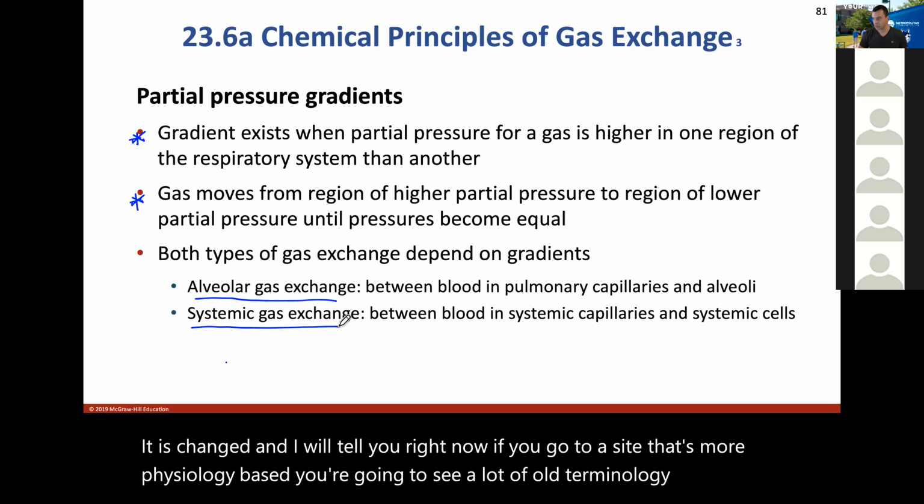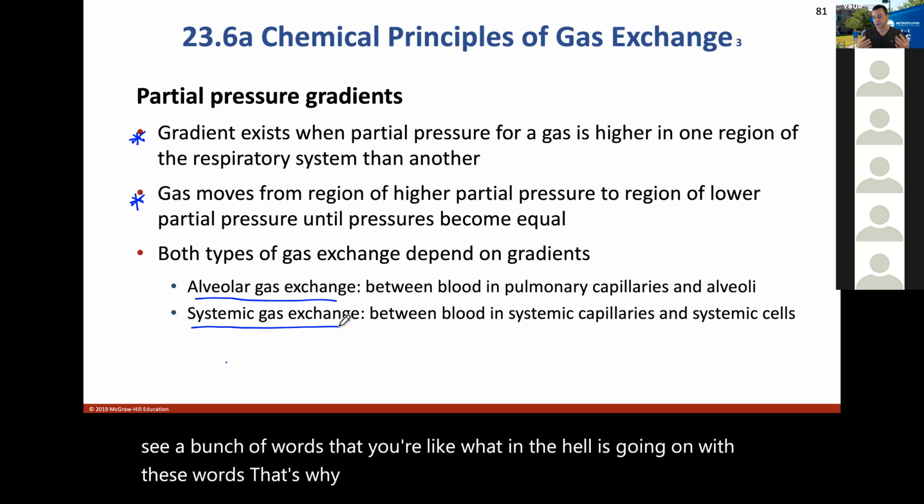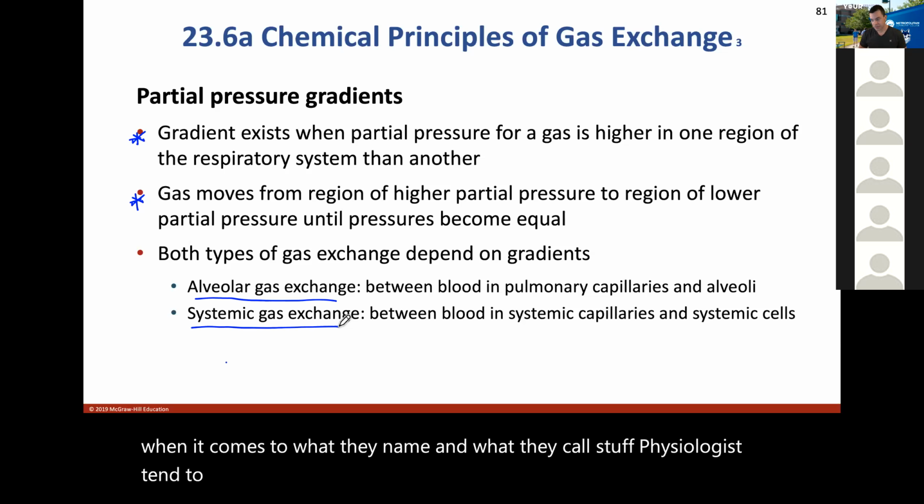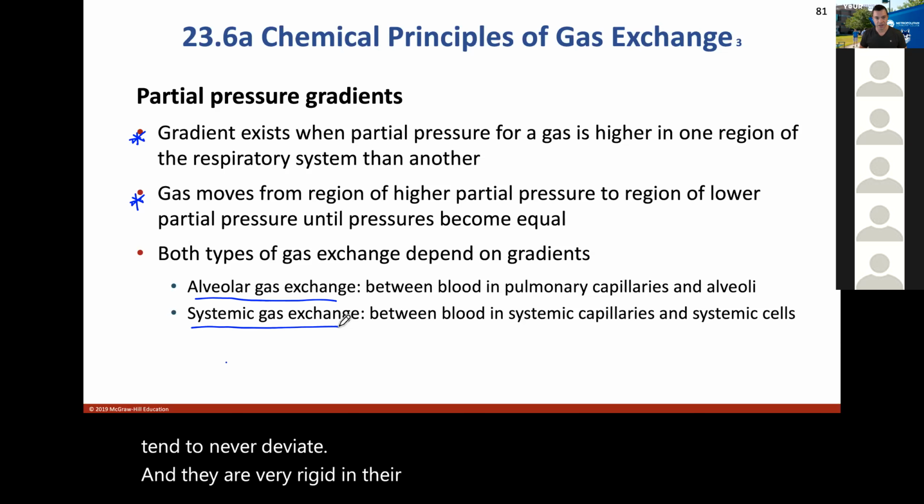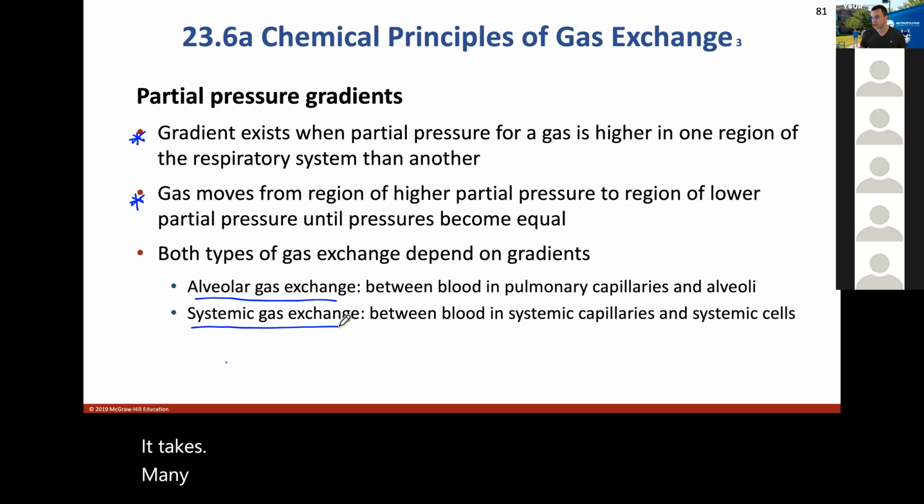So if you see a bunch of words that you're like, what in the hell is going on with these words? That's why. Physiologists give two fingers up to the anatomist when it comes to what they name and what they call stuff. Physiologists tend to never deviate. They are very rigid in their terminology, and they don't go away from it. It takes many years to get a change to occur in a physiologist's mind. For whatever reason, I don't know.